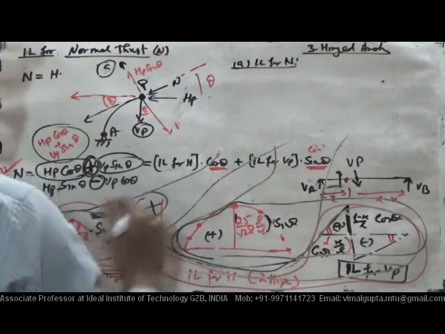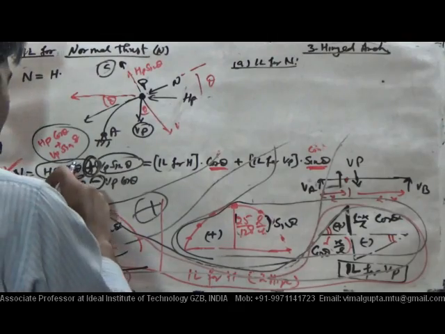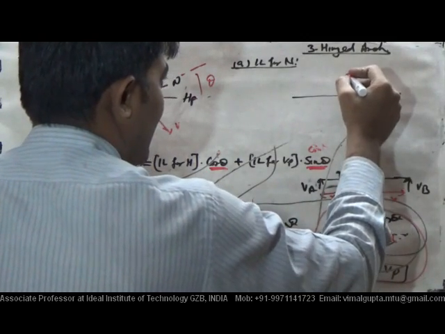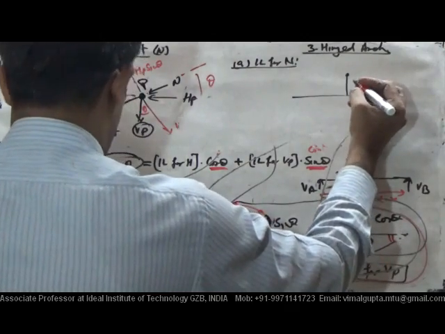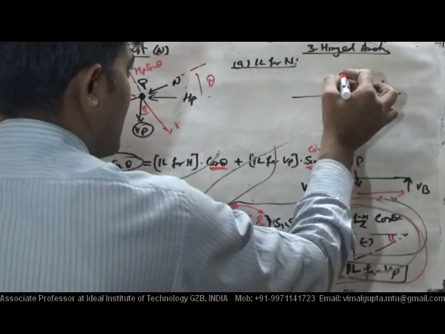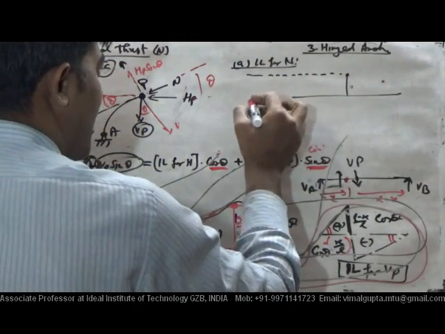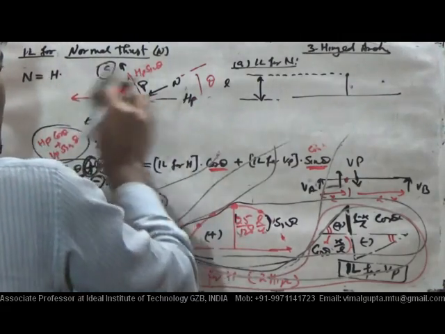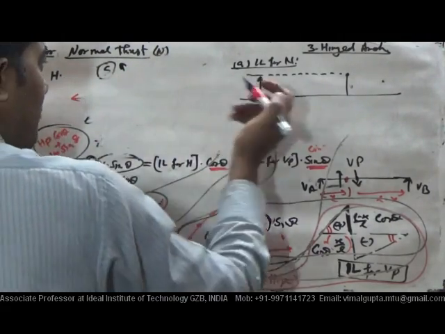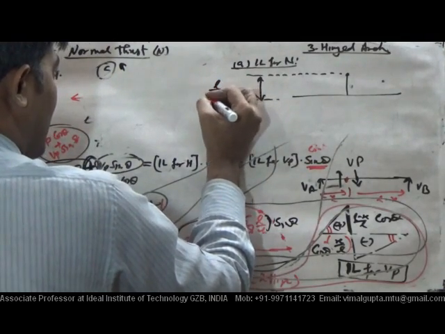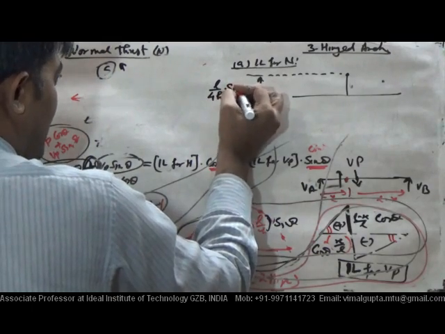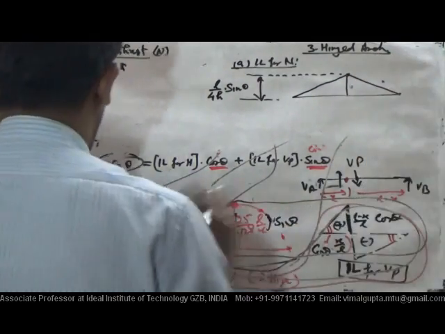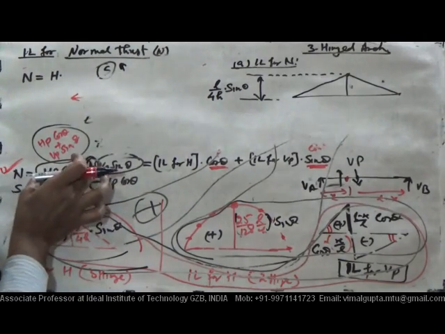First I have to make this one, meaning H_P into cos theta. So the IL for H_P into cos theta, this ordinate will be how much? I should write L by 4H into sin theta. This is a straight line. What I have done? This is the IL for H_P into cos theta.